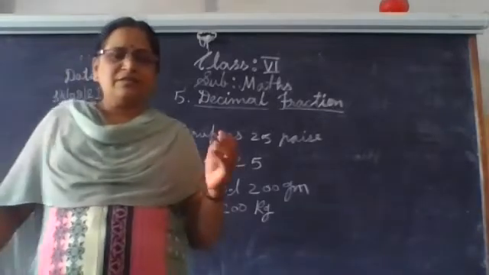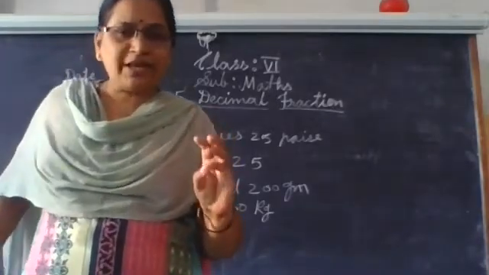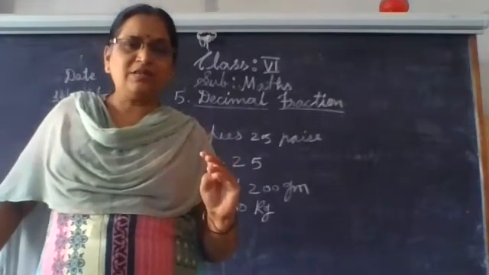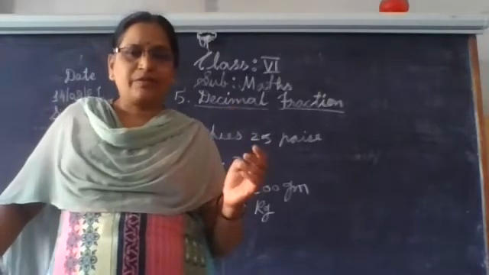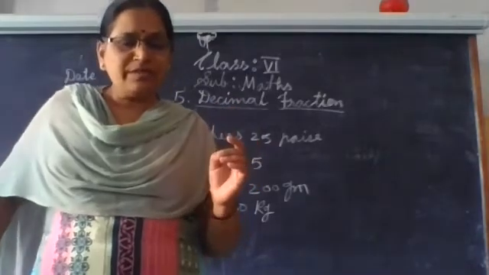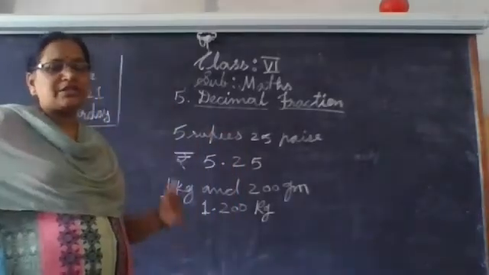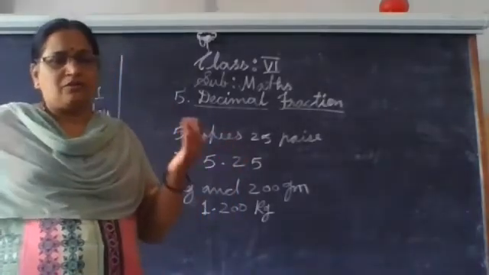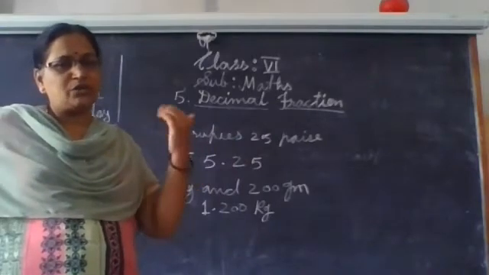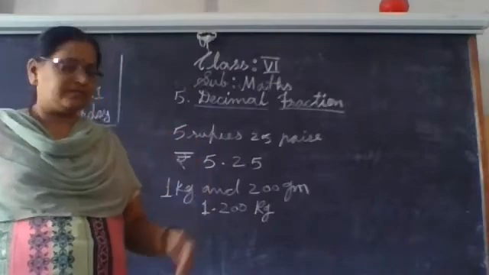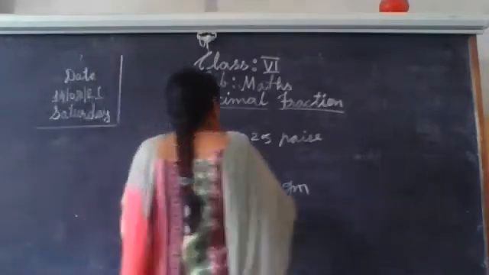For example, 1/4 means one pound, half kg means half kilo or half liter. 3/4 means three pound. 1/4 means one pound, 3/4 means three pound. 2/4 means half.